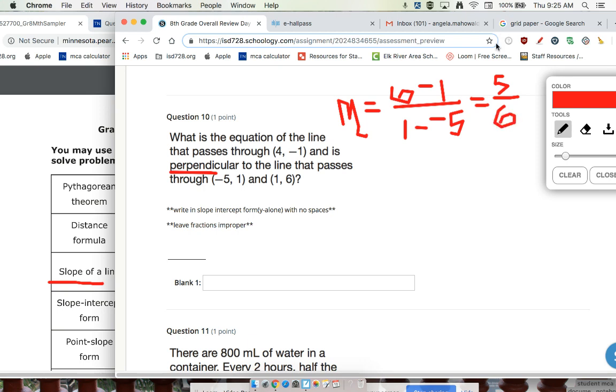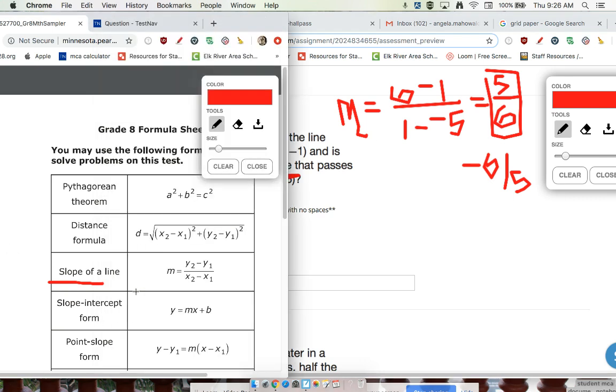And then this one is not going to be pretty. This is my slope, but I need to be perpendicular, so I flip it, 6 over 5, and I make it the opposite sign, so it would be negative. Now I'm done with these points because I only wanted them for the slope. Now I pass through this point, so I have my point and a slope. With a point and a slope, we need to use point slope form.